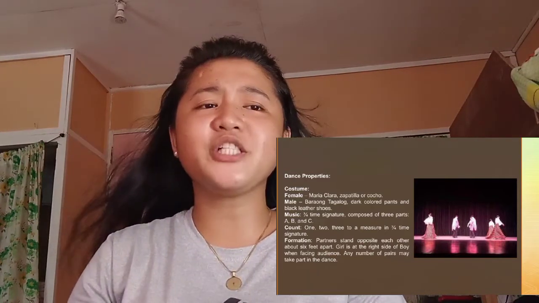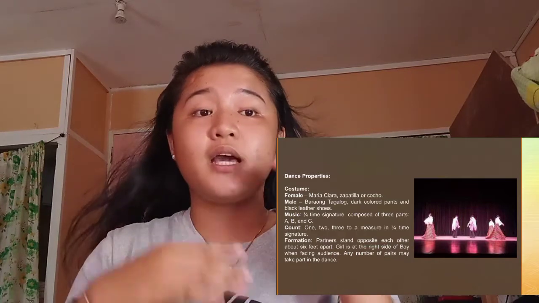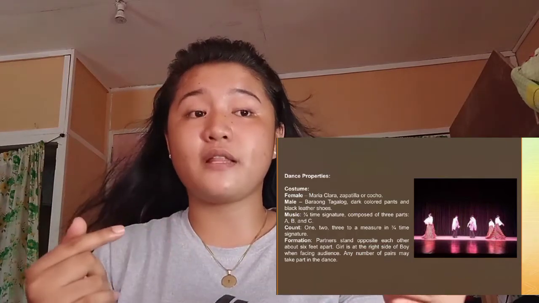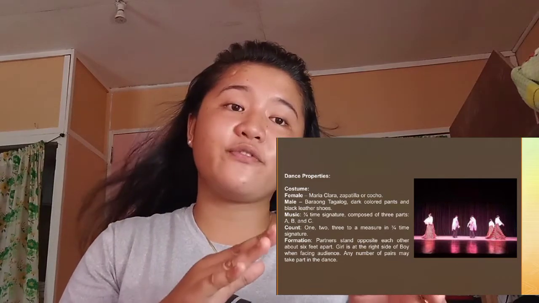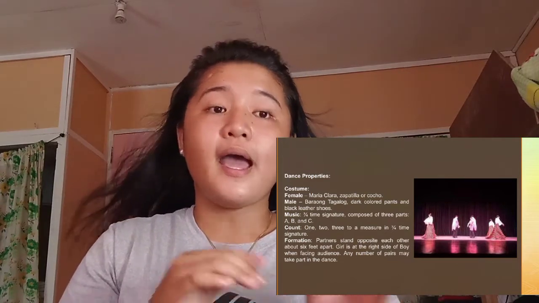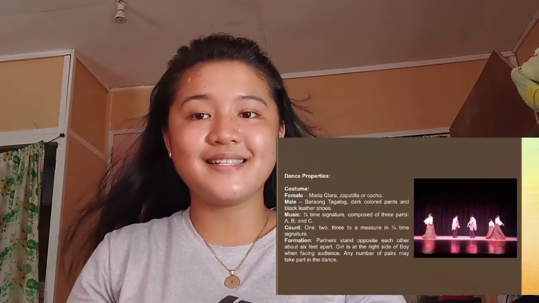The formation, as you can see in the picture: partners stand opposite each other about 6 feet apart. Girl is at the right side of the boy when facing the audience. Any number of pairs may take part in the dance.